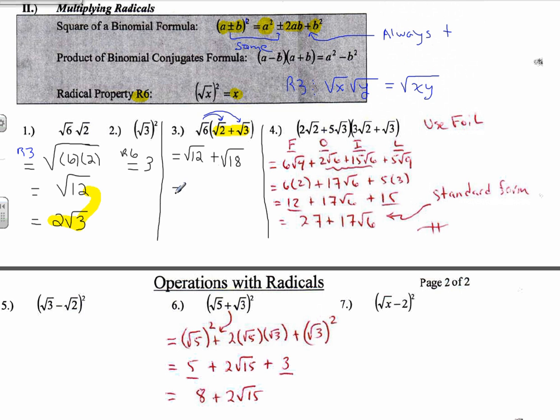As we saw in example number 1, radical 12 can be simplified as 2 radical 3. And then notice that radical 18 is not in simplest form. That one can also be simplified. I think of 18 as being 9 times 2, and then the square root of 9 turns out to be 3, so we get 3 radical 2.